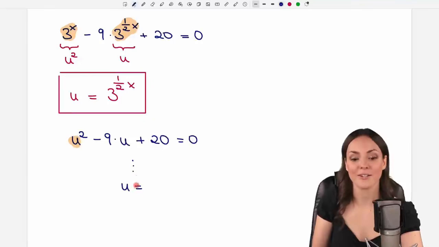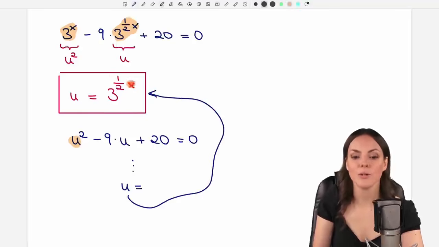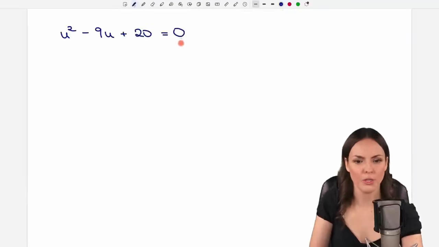But if we have our solutions for U, we can go back to our substitution here and use this equation to find our solutions for x in the end then. So that's how substitution works. You make things easier first, you solve easier equations, and go back to your substitution and find the solutions that you were looking for in the end.